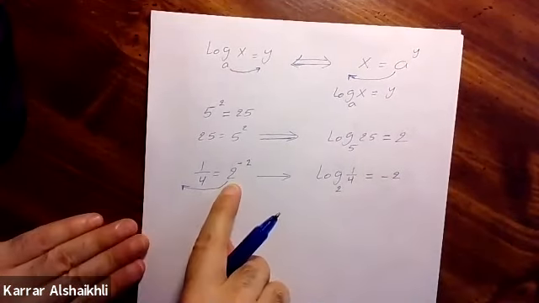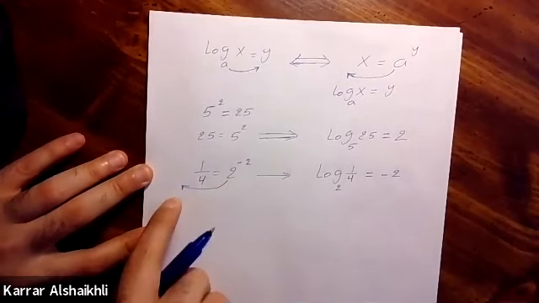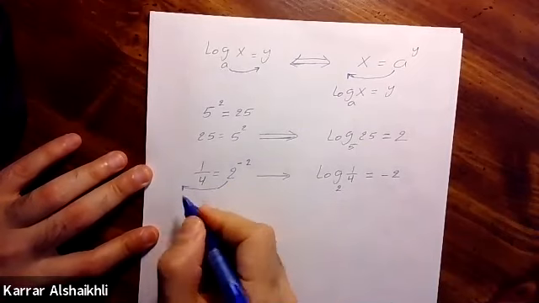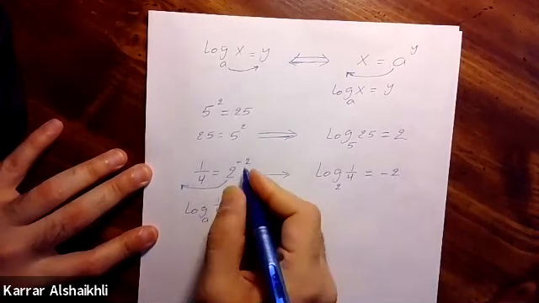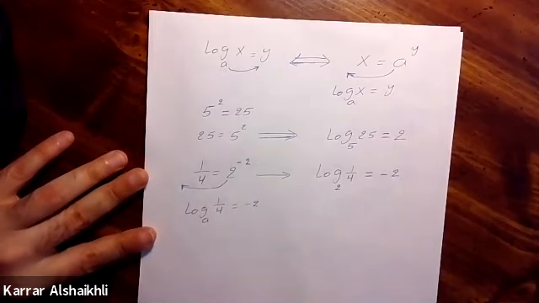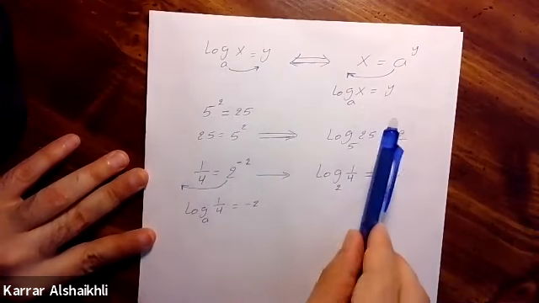That means we're going to bring back, let's do it here. To bring back this one as a base, I'm going to write down the log, bring back the base a, this is 1/4, and the leftover on this side is going to be negative 2, which is exactly the same thing here. This is how you're going to convert from the exponential form to the log form.